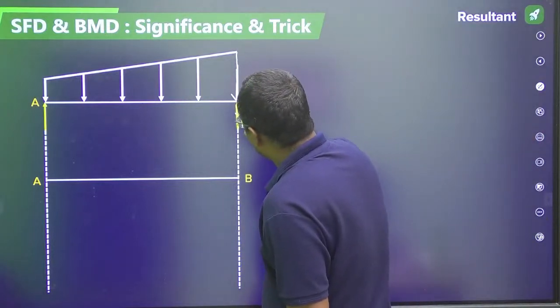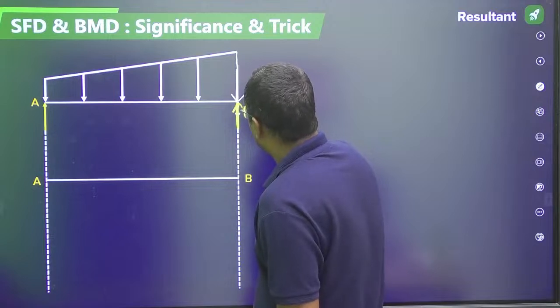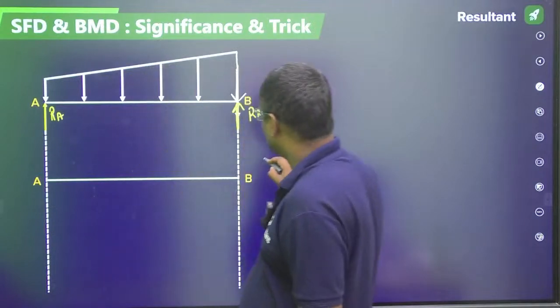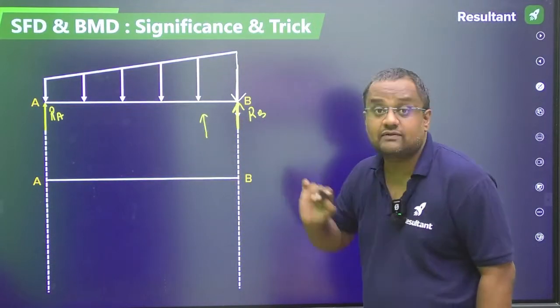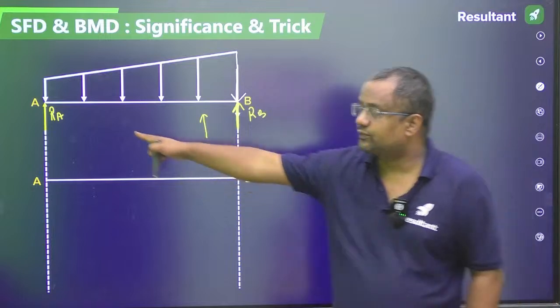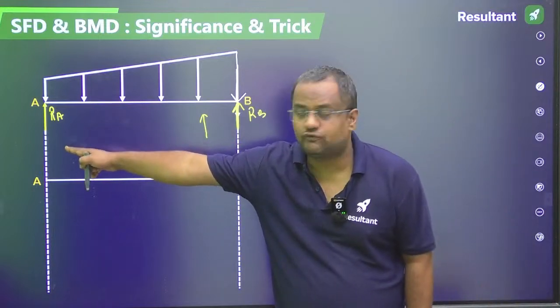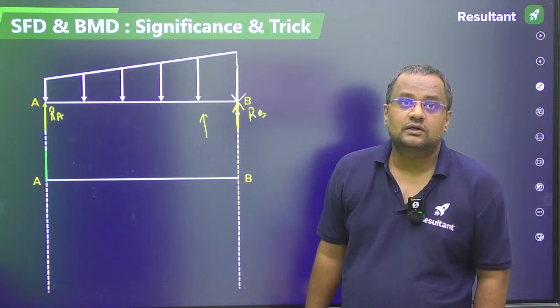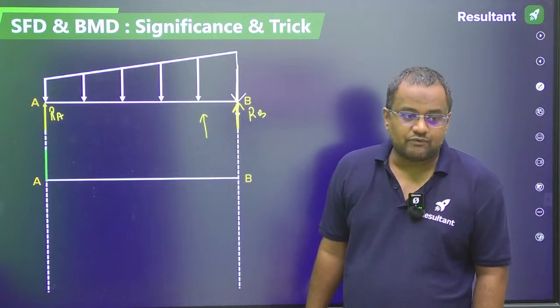Okay, here is the point reaction RB and here the reaction RA. Now I want to draw the shear force diagram. For drawing shear force diagram, I have to see the loading diagram. Whenever there is an upward point load, shear force jumps.